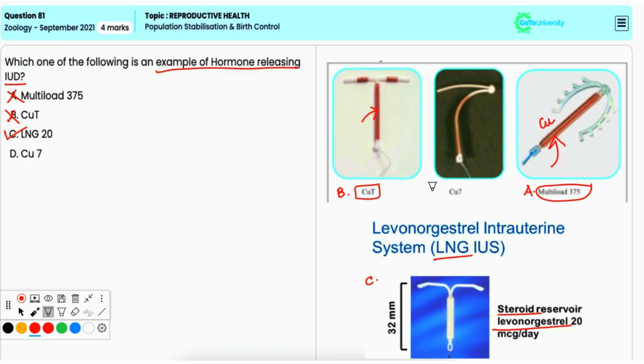Option D, copper 7. It is also incorrect. It is an example of another copper containing IUD shaped like the number 7.